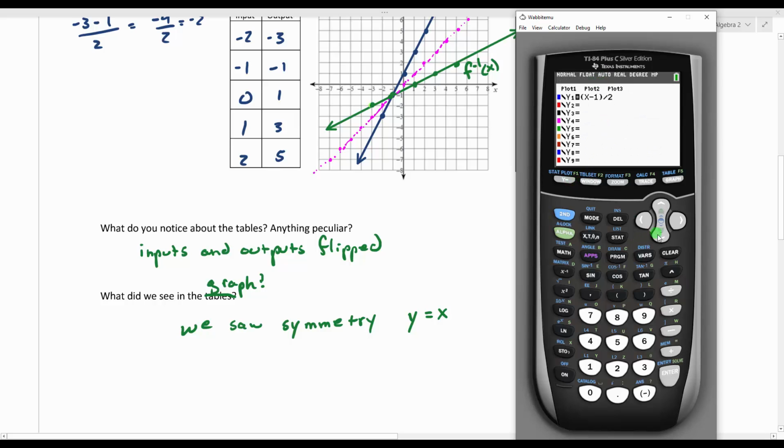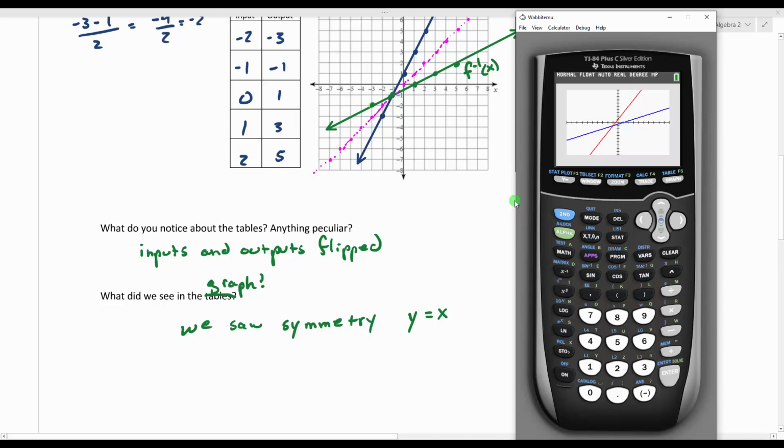Okay, so I already got my inverse in there. I'm going to put the original function in there, which was 2x plus 1. All right, so now I have the inverse and the original function in there, and I'm going to go ahead and hit graph. All right, so we can see it should look very similar to what we got here when we graph by hand. And it does. Right, so we see almost the same graph.